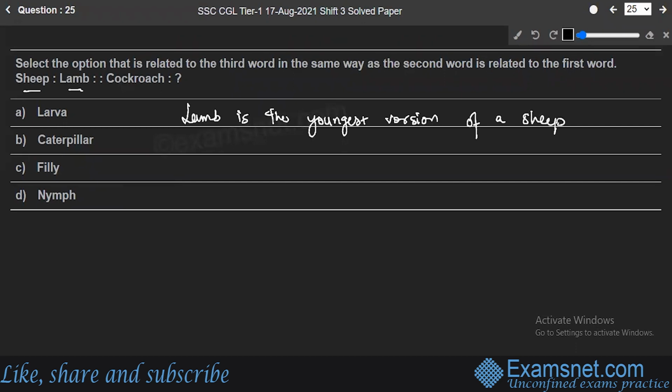Similarly, the youngest version of a cockroach is nymph, N-Y-M-P-H. Nymph is the youngest version of a cockroach. Therefore, obviously, our answer is option D. Hope you're clear with this, right? Let's move to the next question.